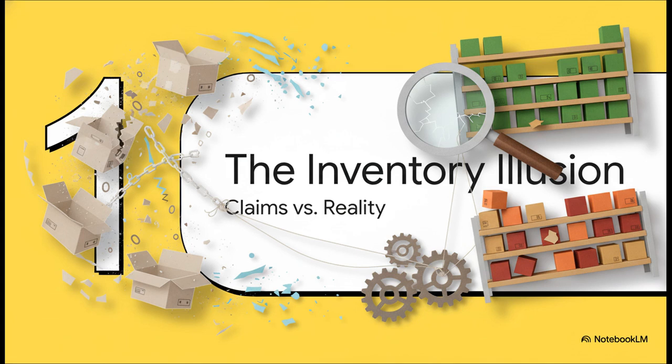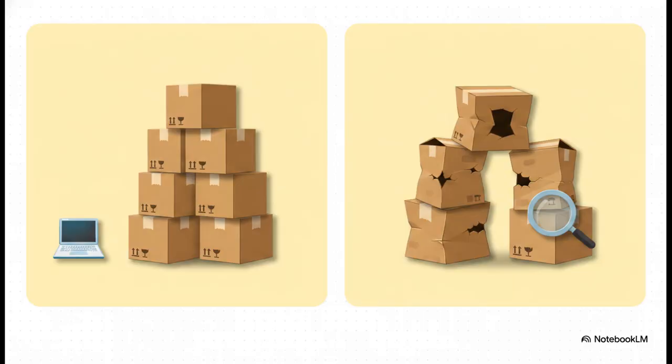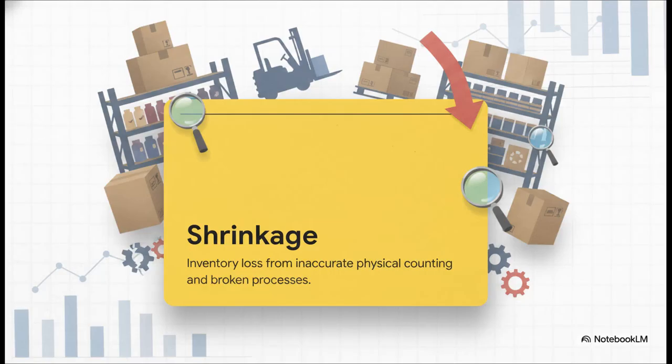The inventory illusion: system claims versus physical reality. We really need to look closely at this dangerous illusion of perfect data that so many operations fall victim to. There is a massive disconnect happening right under your roof. Think about it. Your expensive ERP system or those meticulously formatted spreadsheets operate on assumed accuracy. They just assume nothing has gone wrong. But the physical reality on the floor is plagued by shrinkage, compounding errors, and broken processes that your software is entirely blind to.